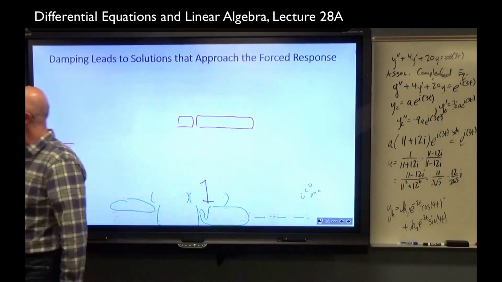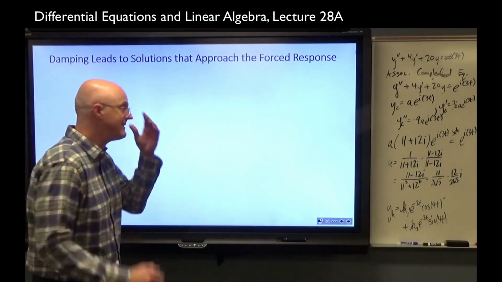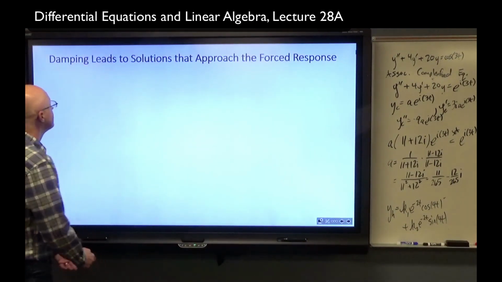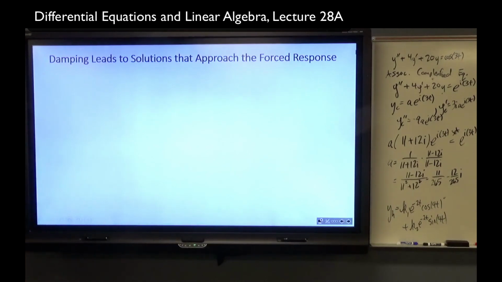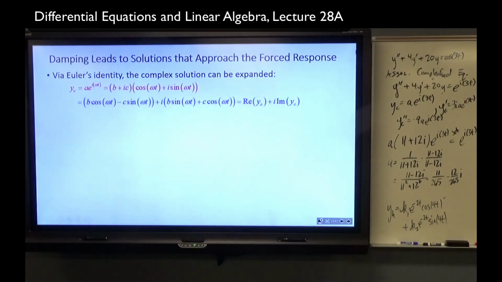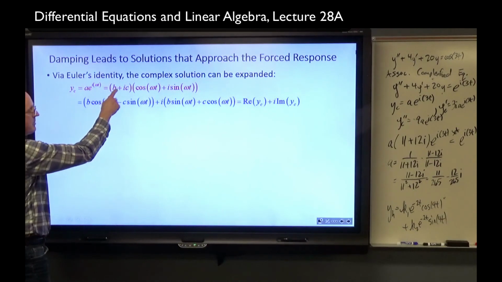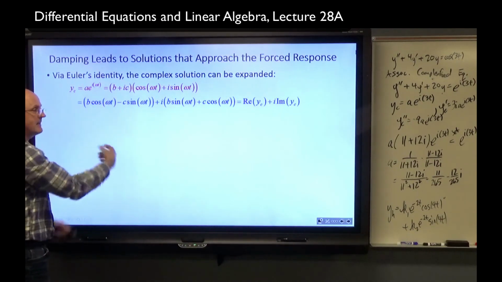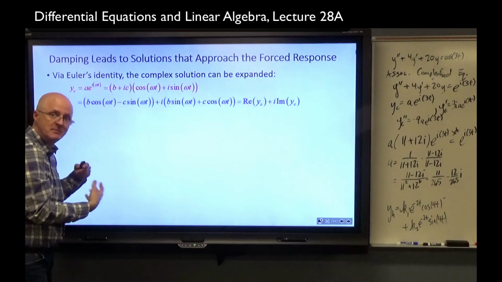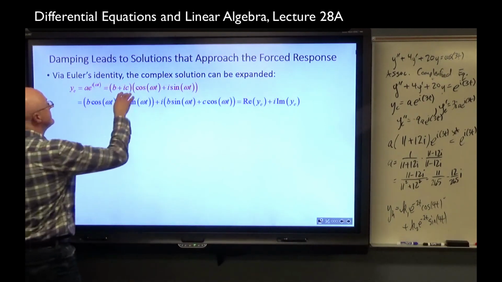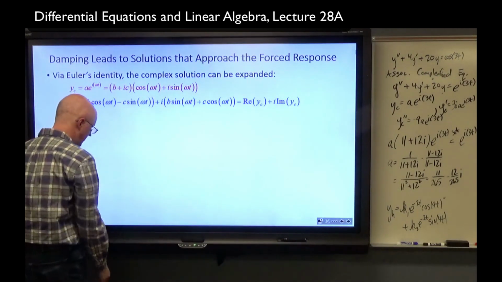Hang with me here. Lots of important but tricky things to do in this lecture. Here are some general comments. Well, first let's continue solving for yc. So yc is a e to the i omega t. I'm calling a b plus ic, like I did in the previous slide, though it was also more complicated in terms of p, q, and omega. Times, okay, I used Euler's identity right there.